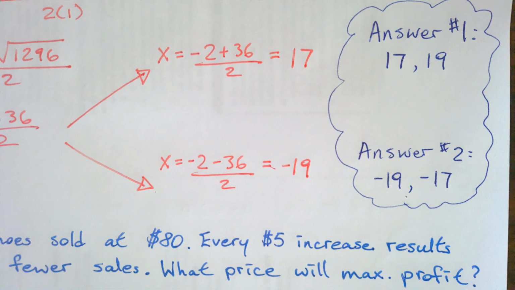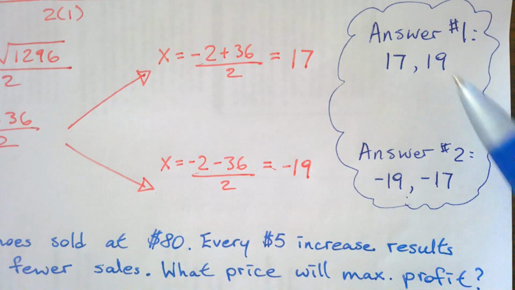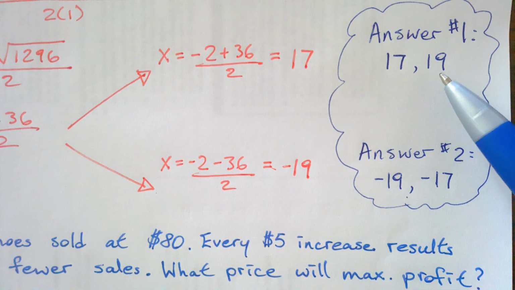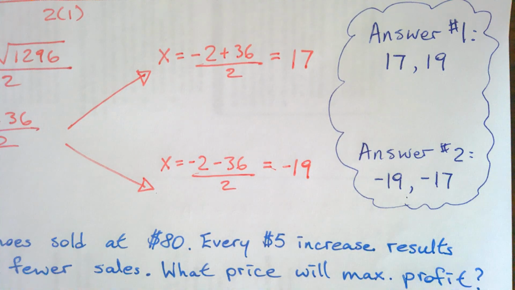All right, and how can I check if I got the right answer? Or when I multiply them, I should get 323. All right. Question?